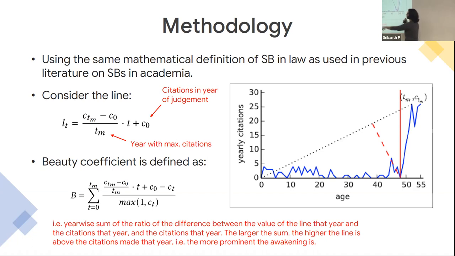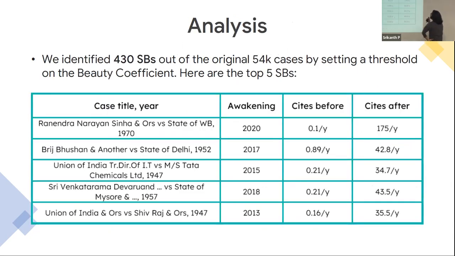Of course, the citations could be zero, so we take a max of one in the denominator, and we sum these differences, well, the ratio of these differences, for all the years, which gives us an idea of how dormant a case was before it was awakened, and how high the magnitude of the awakening was. So these ratios tell you how much more significant the citations received at the end were compared to before the awakening.